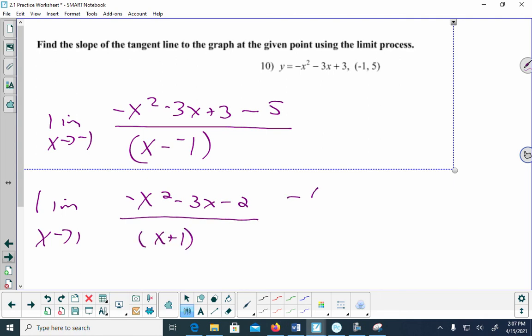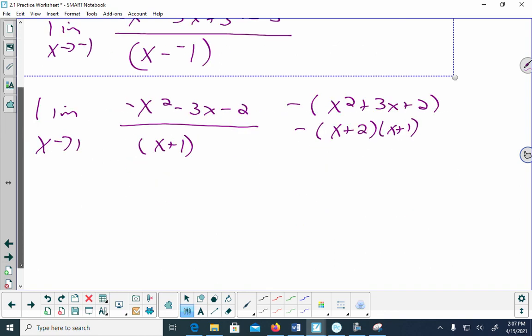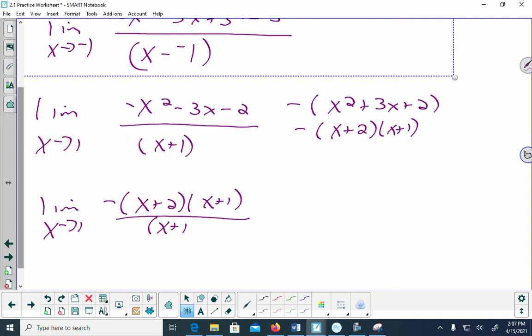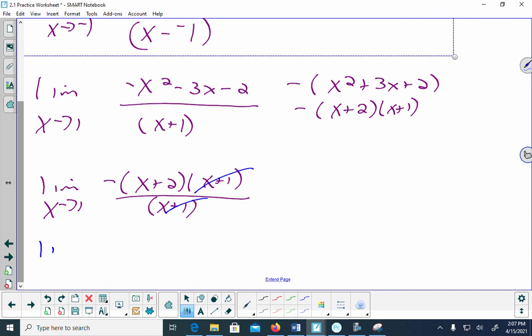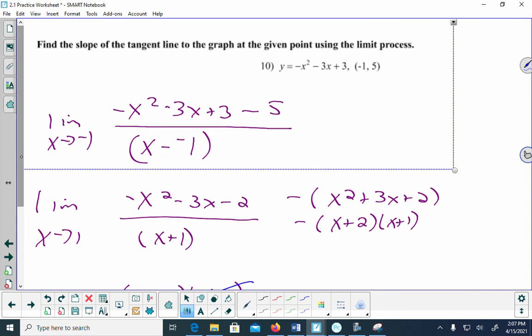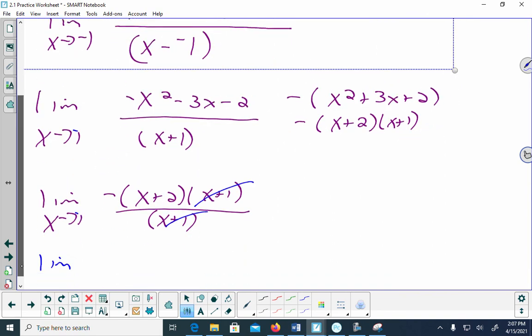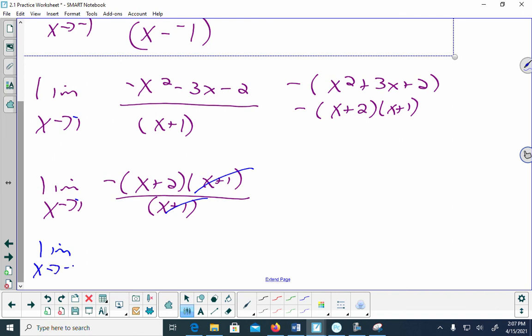Okay, I can't deal with that. I said I was going to deal with it. I lied. So this factors with that negative sign as negative, x plus 2, x plus 1. That's a baby one, the factor. So I'm going to take the limit as x approaches 1 of negative x plus 2 times x plus 1 all over x plus 1. These x plus 1s will simplify. So now I'm going to take the limit. Whoopsie, was it -1? It was. I'm going to take the limit as x approaches -1.